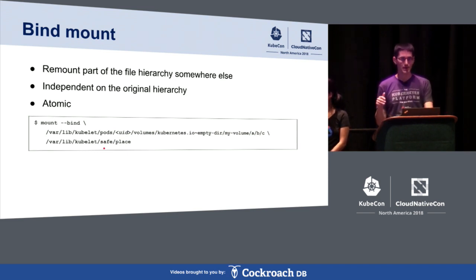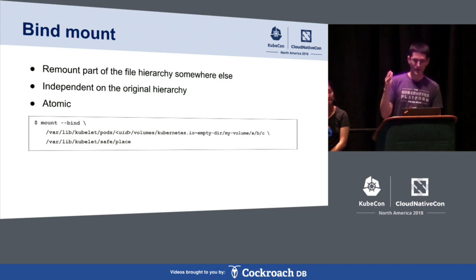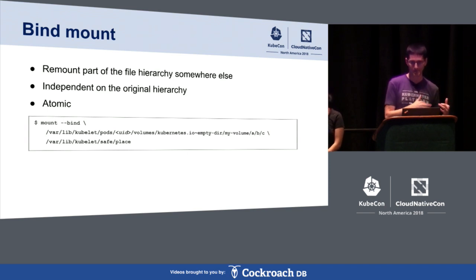And the benefit of this bind mount is that after the bind mount, my-volume/A/B/C shows the same content as the safe place, but if the user changes anything in A/B/C, for example, creates some bad symlinks, it doesn't influence the safe place. The safe place is still safe, and it still shows the original content of the volume.